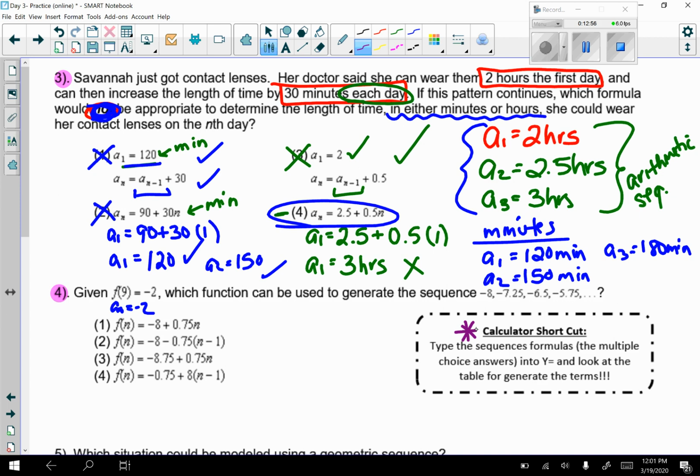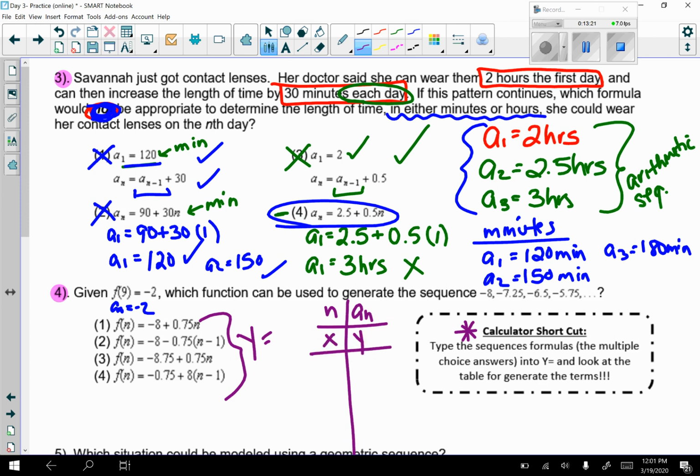You're going to type the sequence formulas, which are our multiple choice answers, into the y equals on our calculator, and we're going to go to the table. But first, I'm going to set up my table here so I know what I'm looking for. So my n is my term number, and my a sub n is the actual term. And that's the same as if I had an xy table.